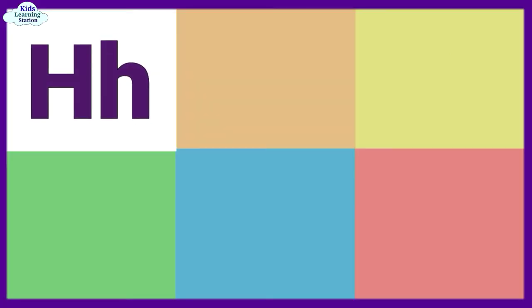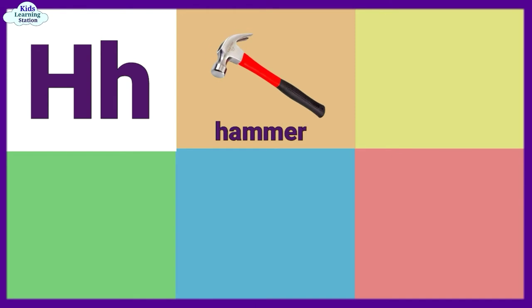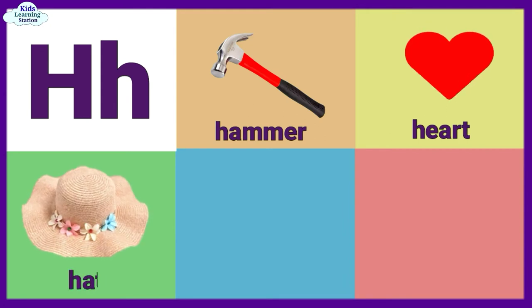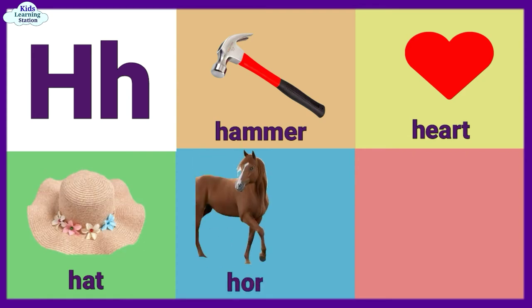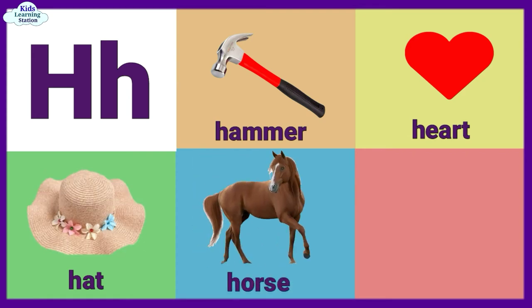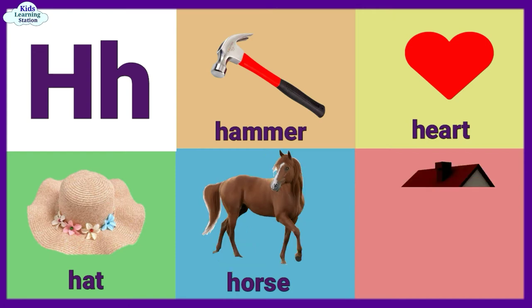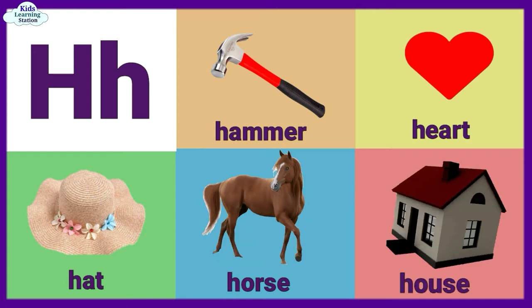H is for hammer. Hammer. Heart. Heart. Hat. Hat. Horse. Horse. House. House.